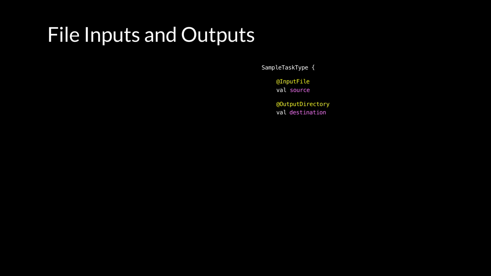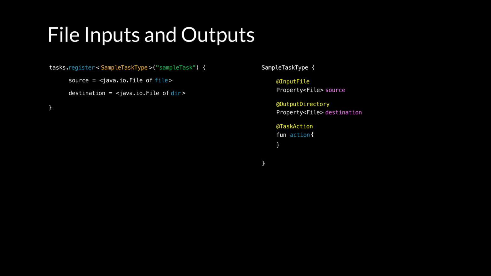directory inputs and outputs. These are annotated with input file, input directory, output file, or output directory. You're probably familiar with the java.io.File class, which could represent either a file or a directory. If you were authoring a task type that required a file input and a directory output, you could use property File for these. Then tasks using this task type could provide the file and directory values for these.